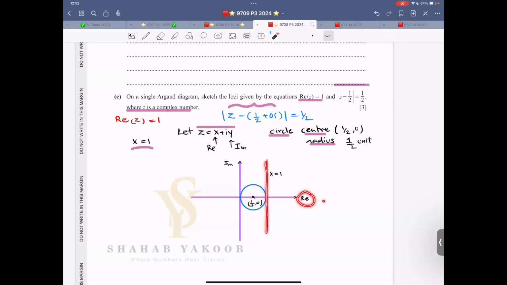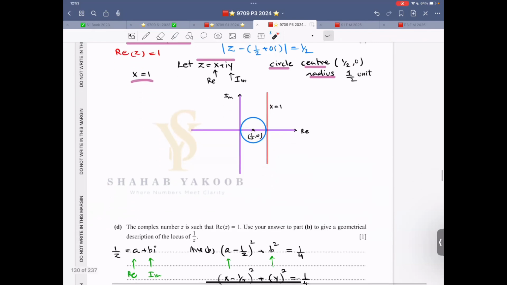Label the x-axis as real, y-axis as imaginary. First of all, draw the line x is equal to 1. Center of the circle is half, radius is half. So half on this side, half on this side. Make sure that this is tangent with this thing. That's how this is drawn.